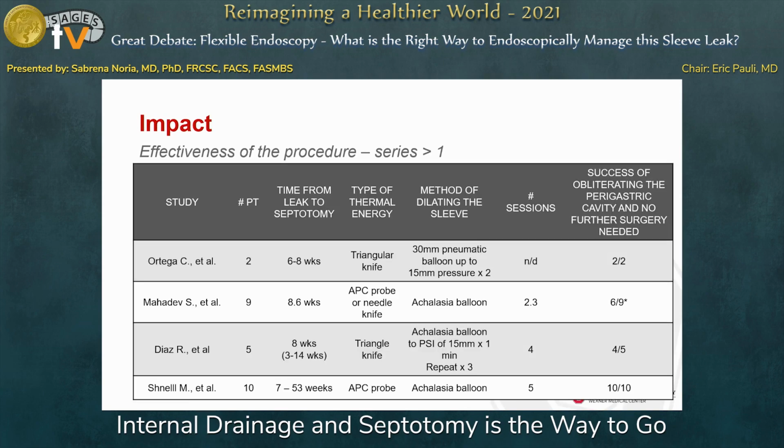This is a collection of studies I found that had more than 1 patient, just to give you an overview of septotomy. The time from leak to septotomy ranges from about 6 weeks to 53 weeks. There are different types of thermal energy that you can use, triangular knife or APC probe, and different methods of dilating the sleeve using achalasia balloons or pneumatic balloons. Sessions, meaning the number of times you bring a patient back, is about 2 to 5, and the overall success rate is about 80 to 100%, success being defined as obliterating that perigastric cavity and no need for further surgery. And the beauty of this is it can be done as an outpatient.